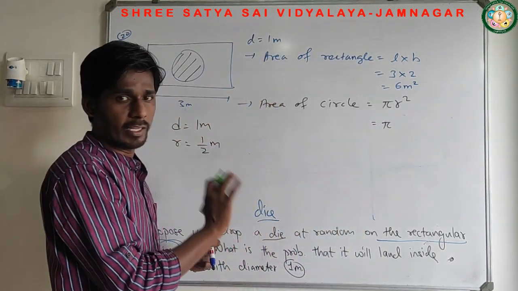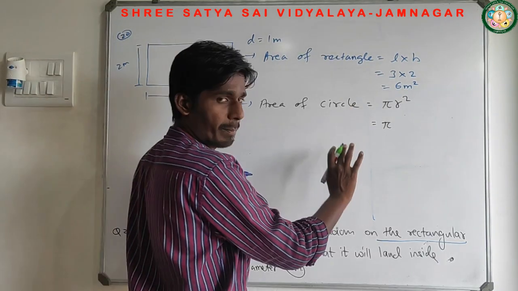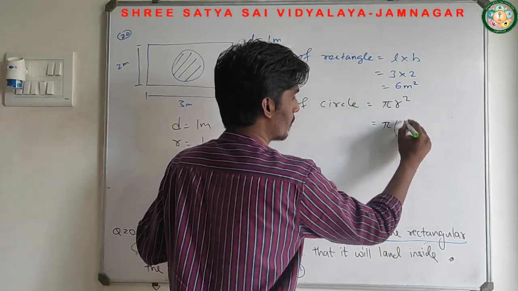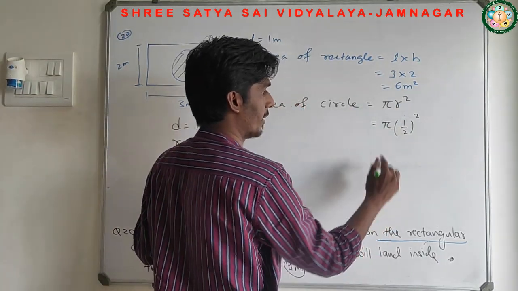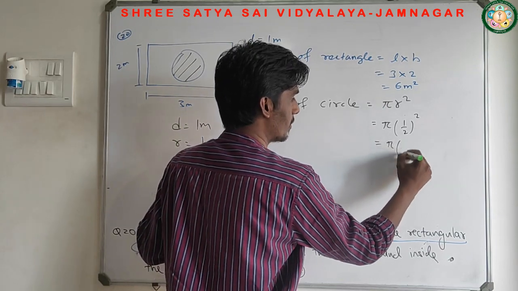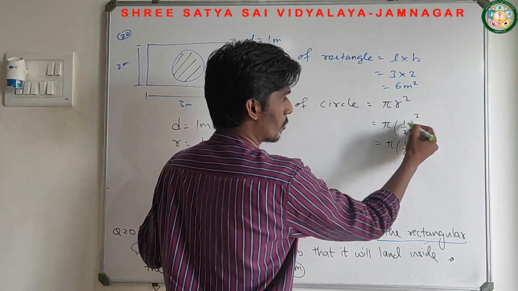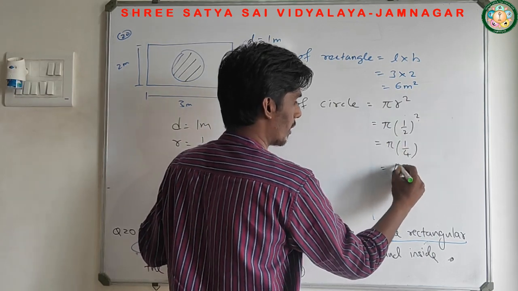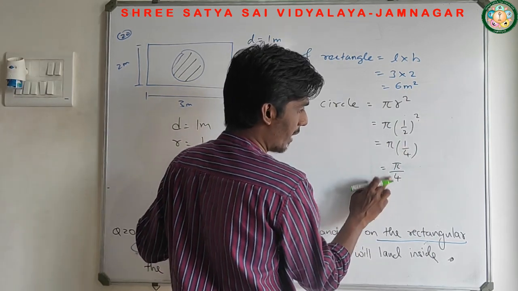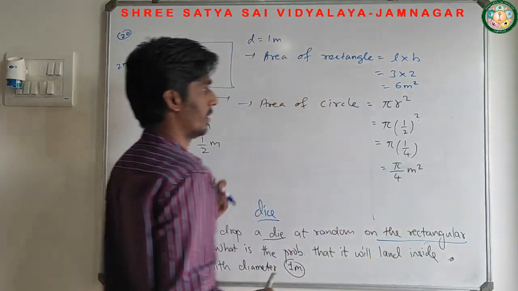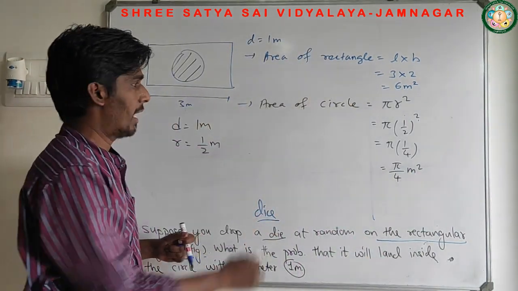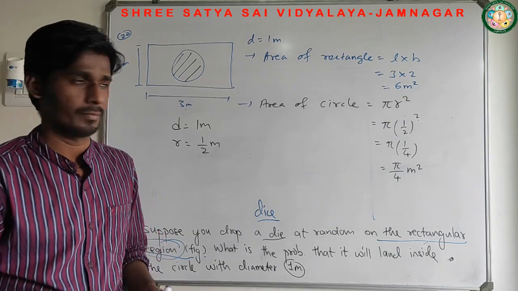So area of circle equals pi. No need to replace the value of pi. Keep the pi value as it is. Radius is 1 by 2 square. So pi as it is, 1 upon 4. Squaring, 1 square is 1, 2 square is what? 4. So I got pi upon 4 meter square. So I got the area of rectangle and I got the area of circle.